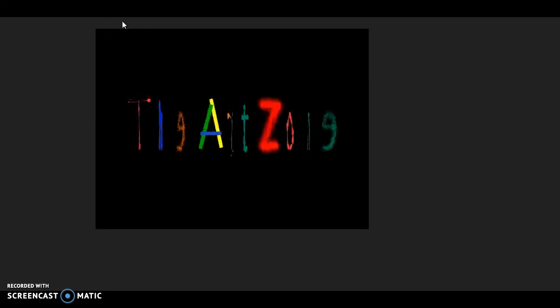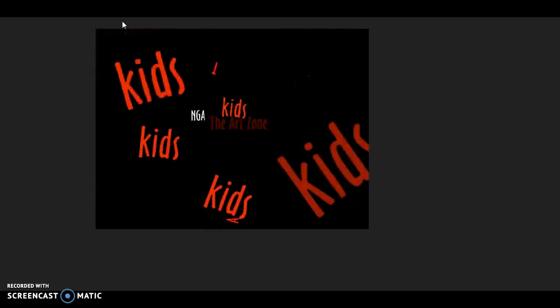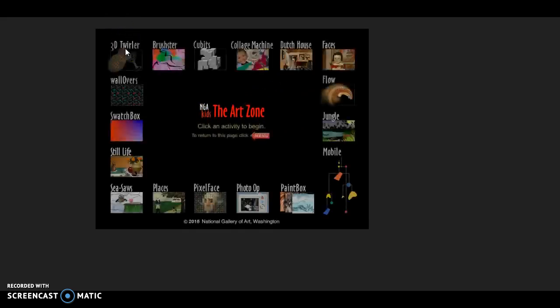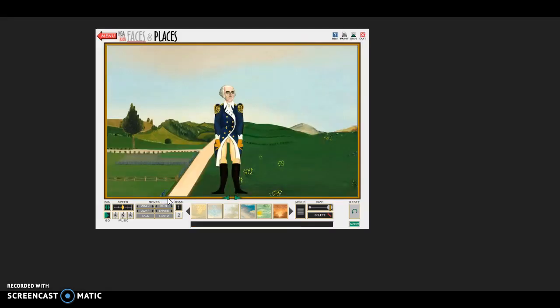The purpose of this technology tool is for the students to work with a variety of artistic processes such as collage, still life, and portraiture. By projecting this app on my interactive whiteboard, students were able to work with their table mates to create a digital rendition of a portrait, since we are working on that in our art room.